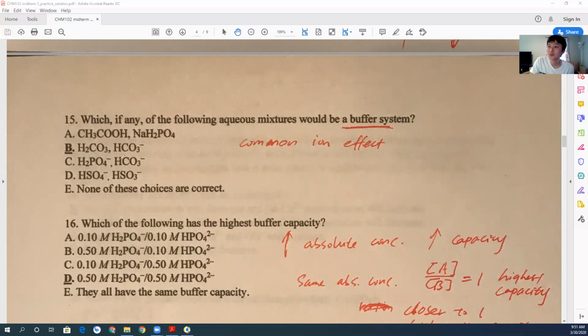So in this case, choice B, we have carbonic acid and the bicarbonate group. When carbonic acid dissociates in water, it gives you a proton and bicarbonate. So bicarbonate will be the common ion, and this is a weak acid, so that will generate a buffer. The other choices don't have a common ion, so they cannot be a buffer.